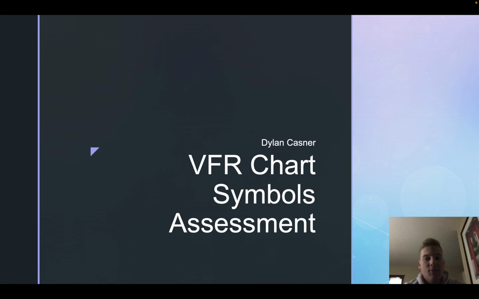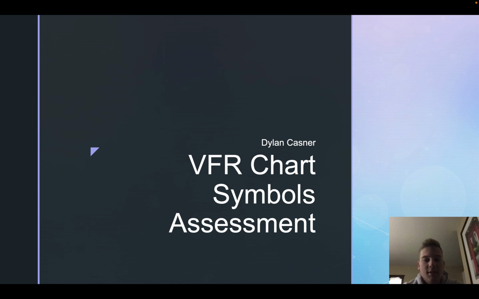I have created an assessment that covers the basic knowledge that we need to know on how to read VFR sectional charts as private pilots. There are enough symbols and information on these charts that could create a countless number of assessment questions, but as private pilots, airspace is a focal point, both in your oral and during the flying portion as well, and planning your cross country.